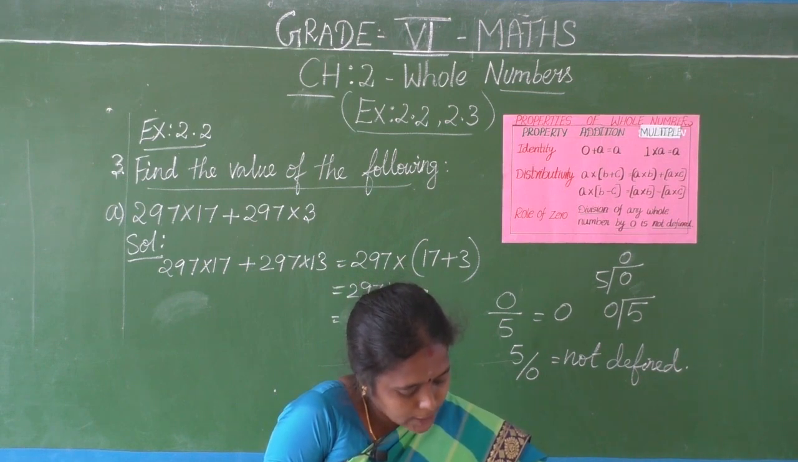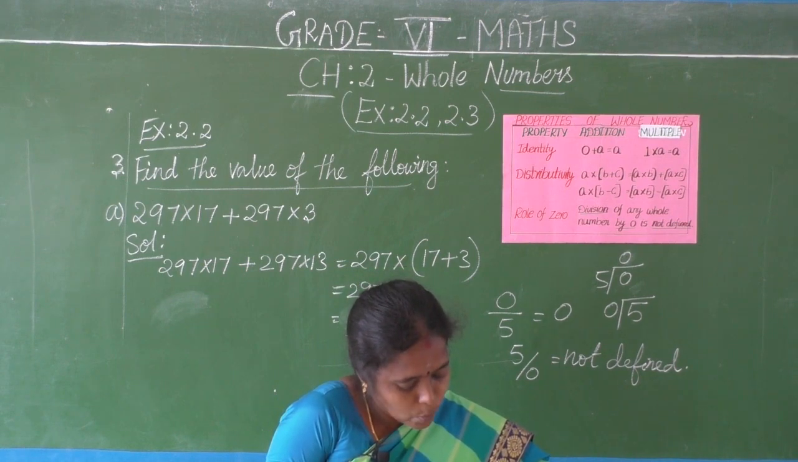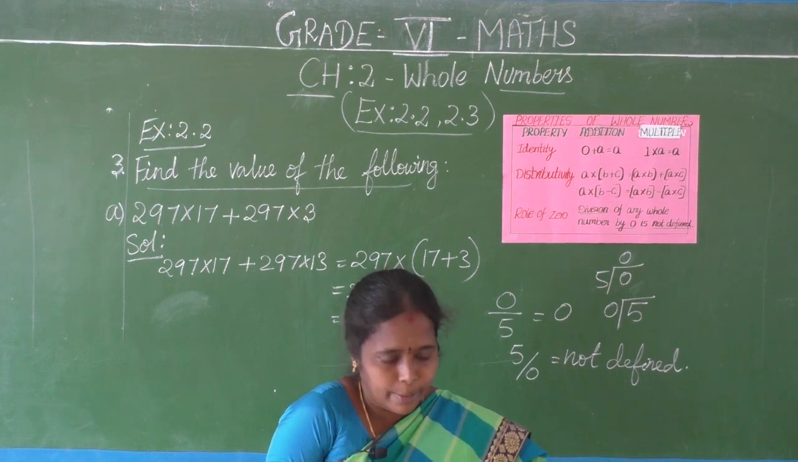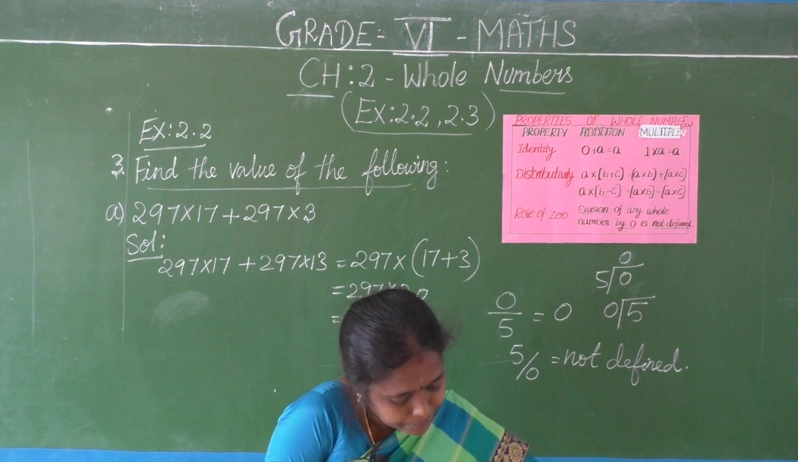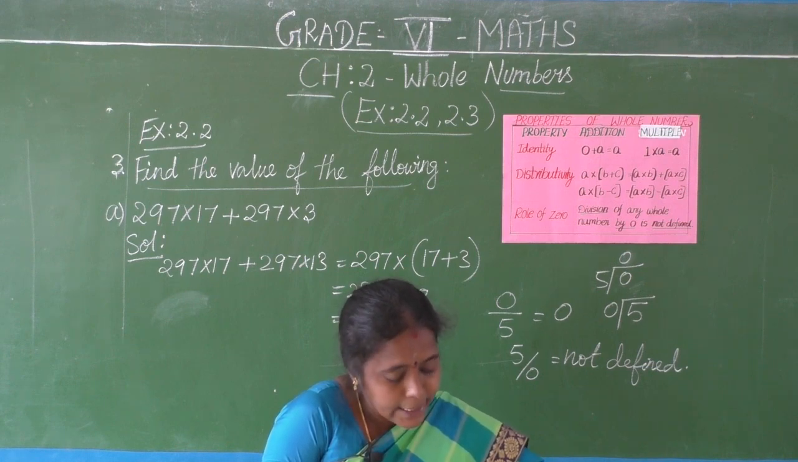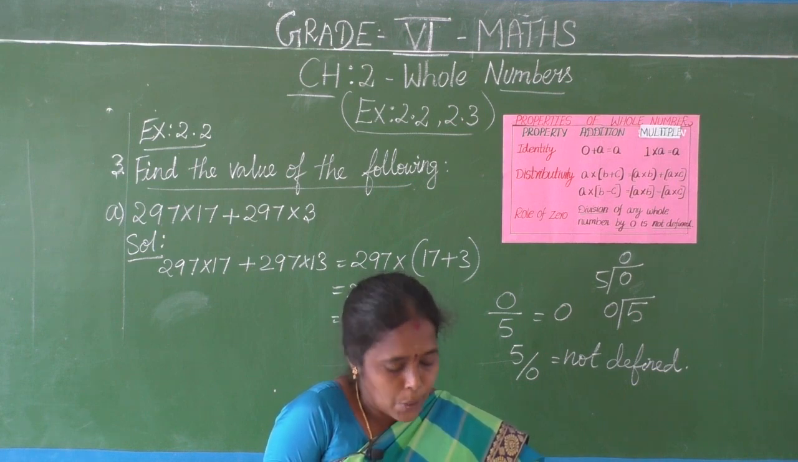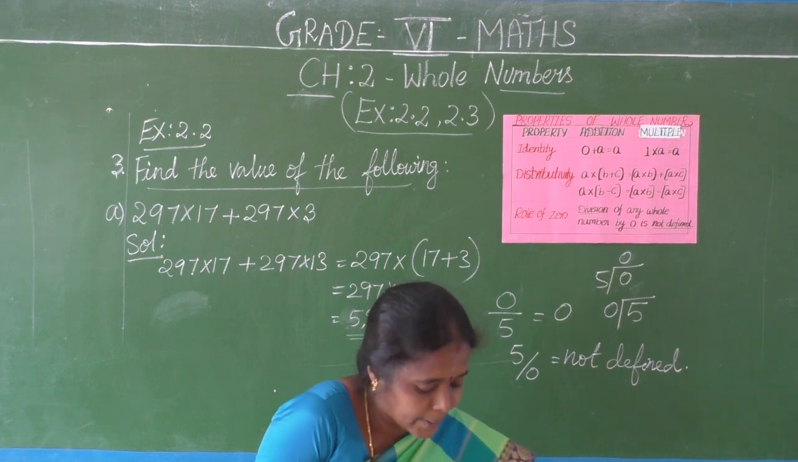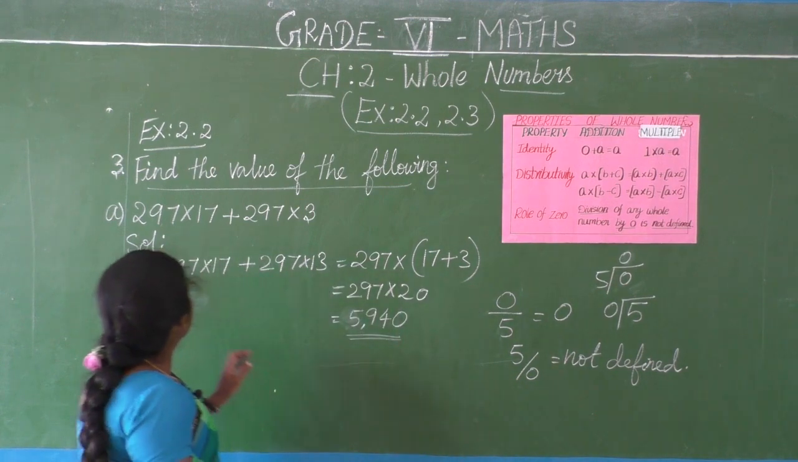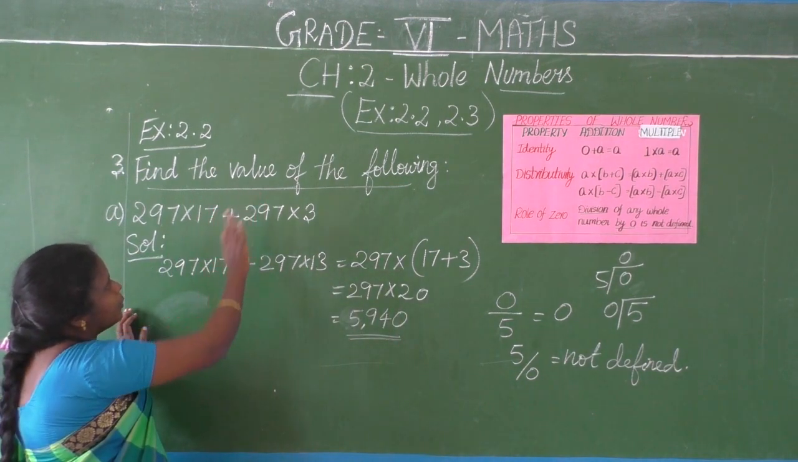Third sum, what is given? Third section, find the value of the following. 4 questions are given here. In that, the first question: 297 into 17 plus 297 into 3. 297 into 17 plus 297 into 3. Using the property, we have to find it out.